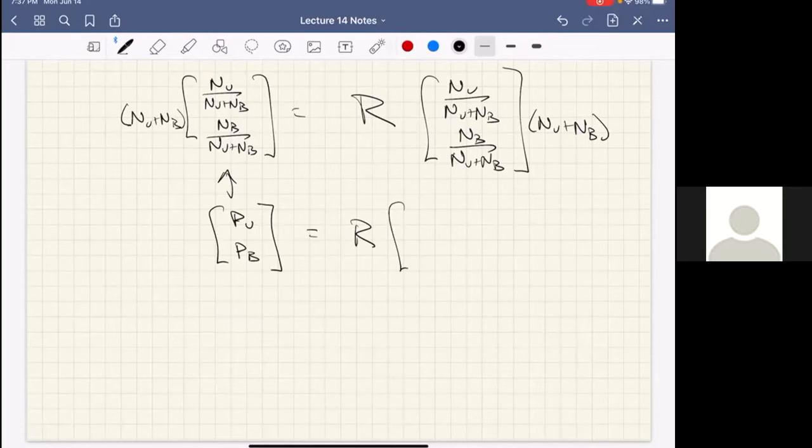Now, these constants of proportionality don't matter. I can divide them out on both sides, and I'm left with this. So d by dt, sorry, that should be d by dt over here, of PU PB is equal to R PU PB. So now we have a master equation stated in terms of probability.